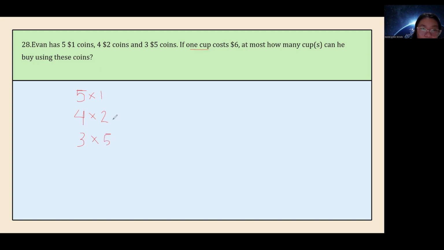numbers. So 5 times $1, that's 5. 4 times $2, that's 8. 3 times $5, sorry, that's 15. And we get the total. 5 plus 8 plus 15, that's 20 plus 8, $28 in total. Okay? So now these $28, we need to know how many $6 cups Evan can buy.